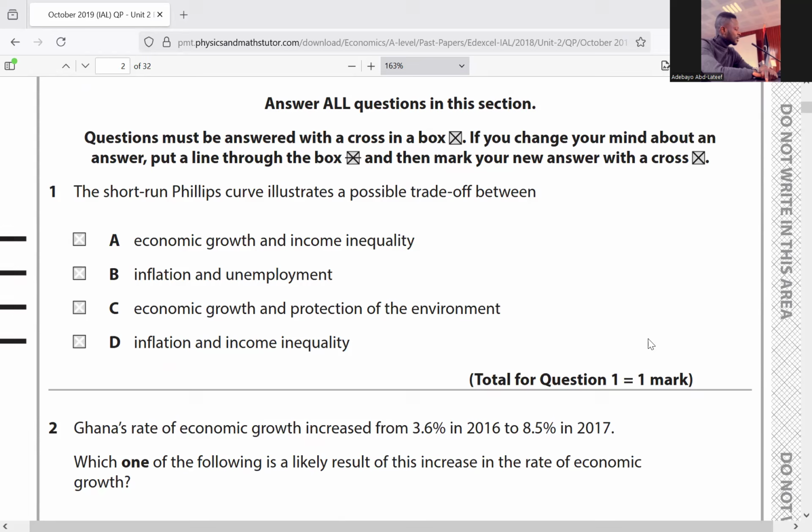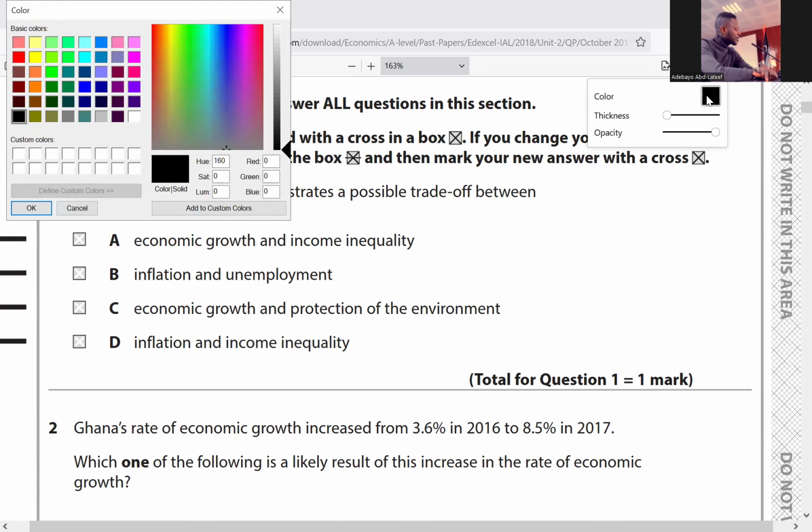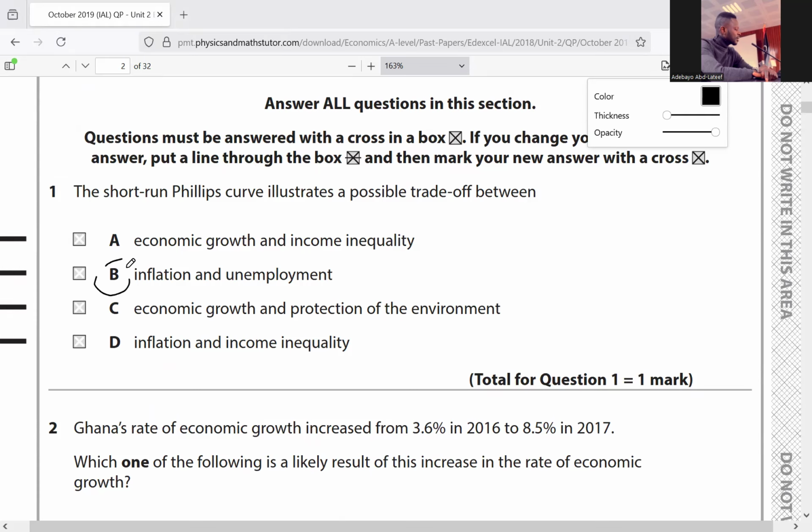So a fall in unemployment rate will bring about a rise in income level. And as soon as income level increases, demand for goods and services increases, which means aggregate demand will increase. As a result of that, there will be a rise in inflation rate. That's why there's an inverse relationship between unemployment and inflation. Thank you. So the answer for question 1 is B.